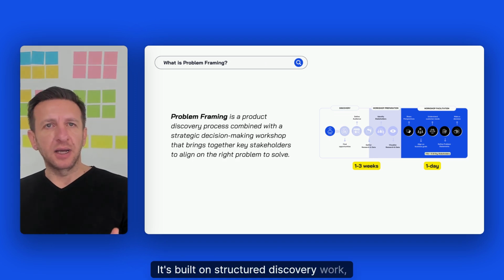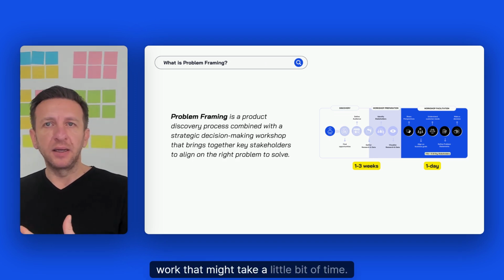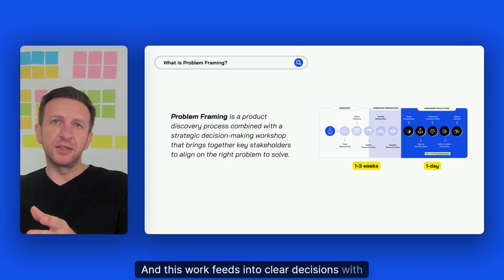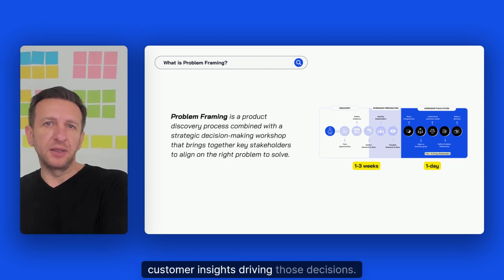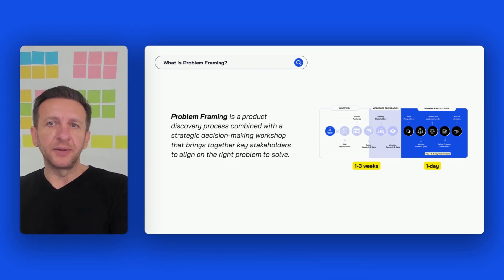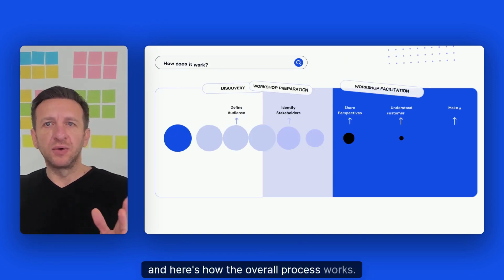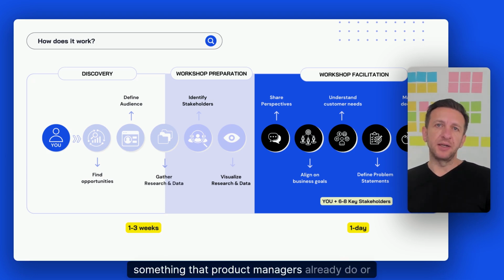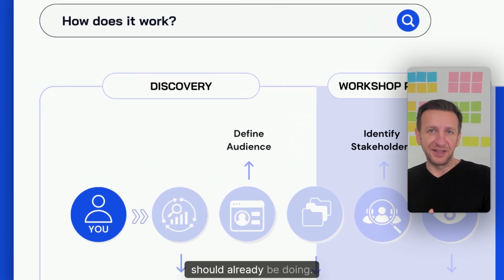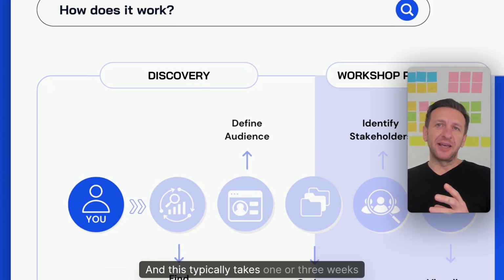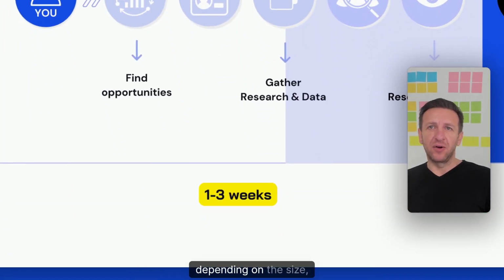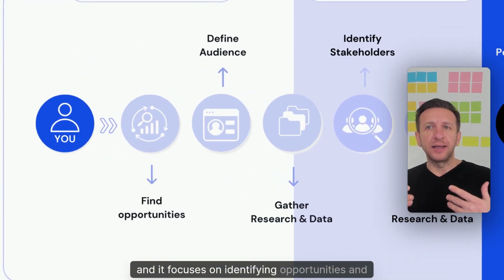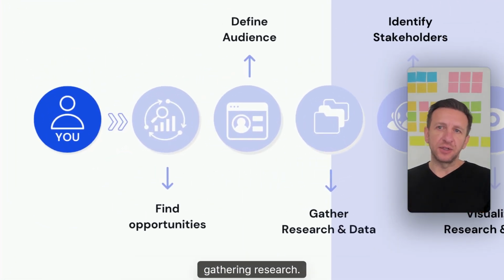It's built on structured discovery work, work that might take a little bit of time. And this work feeds into clear decisions with customer insights driving those decisions. This is very important. And here's how the overall process works. It has three parts. First, discovery, something that product managers already do or should already be doing. And this typically takes 1 to 3 weeks, depending on the size of the problem that you're trying to solve. And it focuses on identifying opportunities and gathering research.